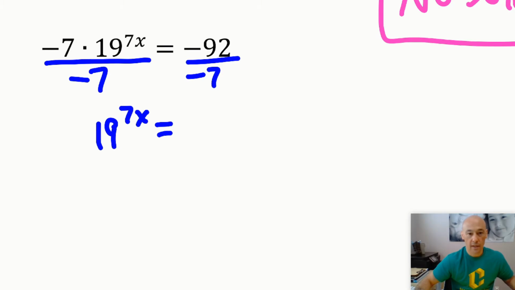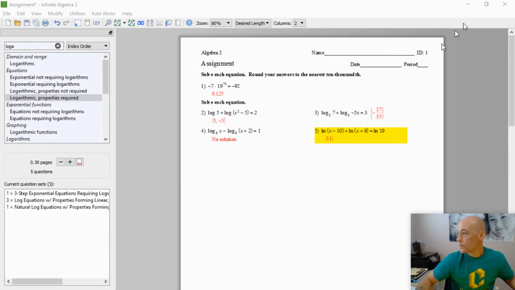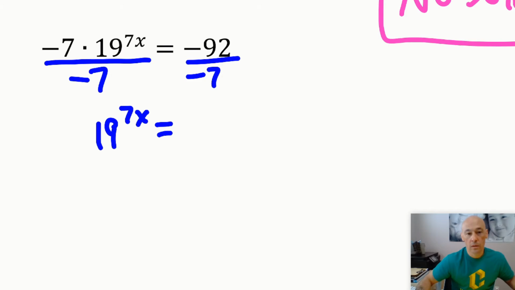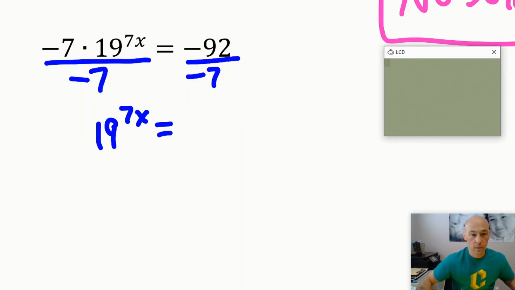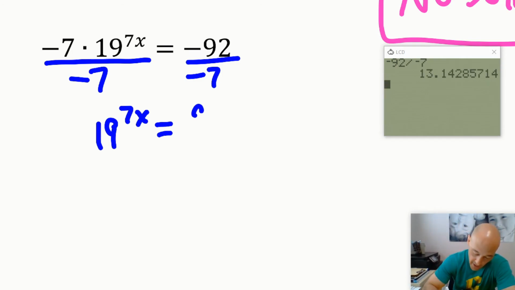Let's just look at our calculator here. All right. So negative 92 divided by negative 7 is a fraction. So let's just leave it as 92 over 7.